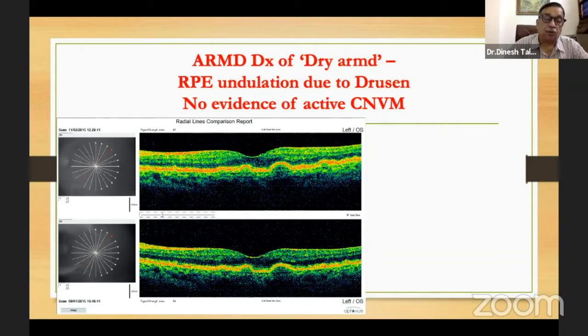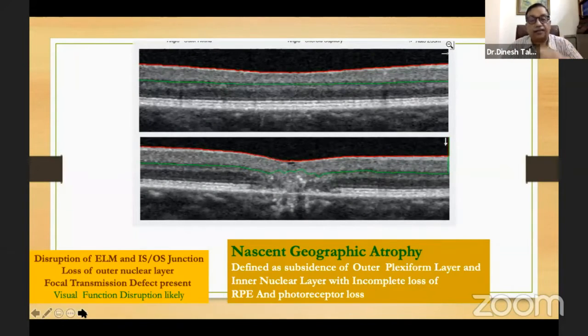If there's no fluid over there, this is not an active CNVM at the moment. So it just needs to be followed regularly, nothing else needs to be done. Now you see what happened over a period of time. This intact ELM, external limiting membrane, ISOS junction, the RPE layers, now they've been disrupted over here. The external limiting membrane has disrupted, the ISOS junction and the corresponding outer segment, inner segments are disrupted, and the RPE is also disrupted.